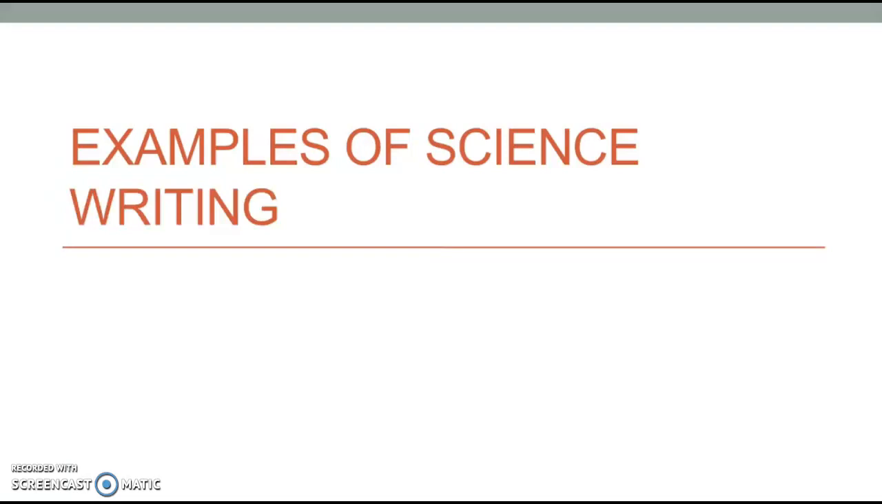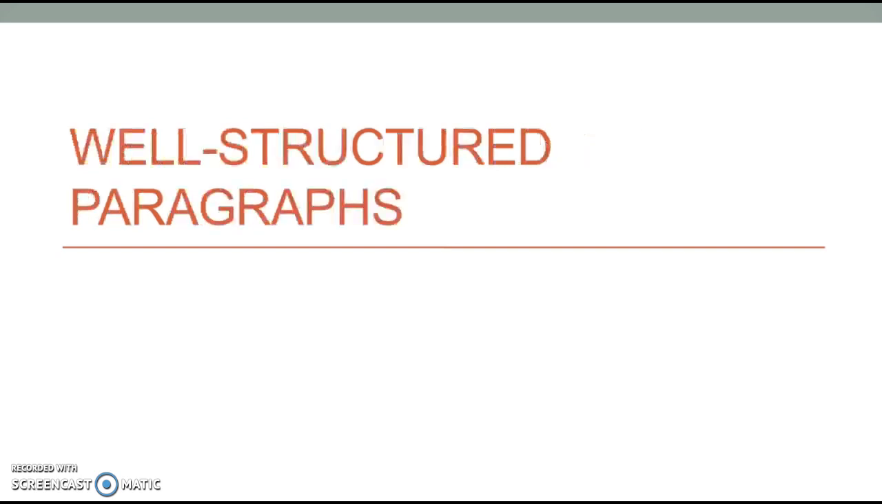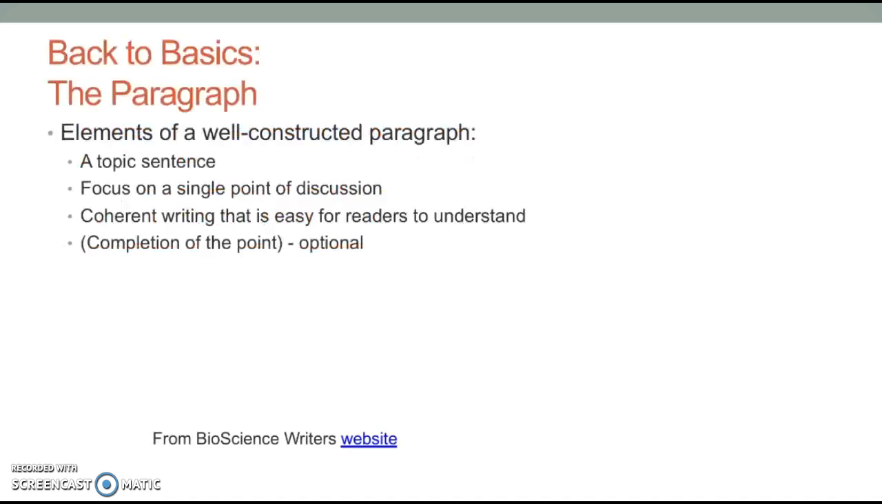So for the rest of today's focus on science writing, I want to focus on well-structured paragraphs. A really important part of effective writing is a well-structured paragraph. And there are basically three, possibly four main elements in a well-constructed paragraph. The first one is a topic sentence, and I'll show you an example in a minute. A topic sentence is basically a sentence, usually the first sentence of a paragraph, that gives your reader an overview of what this paragraph will be about.